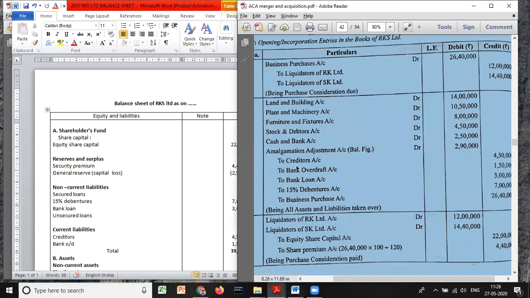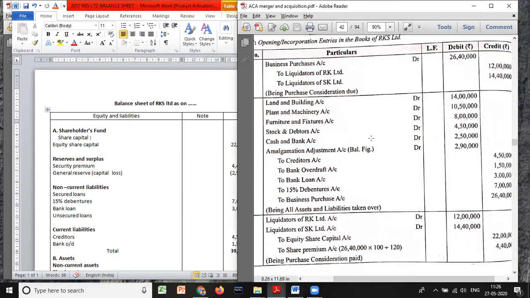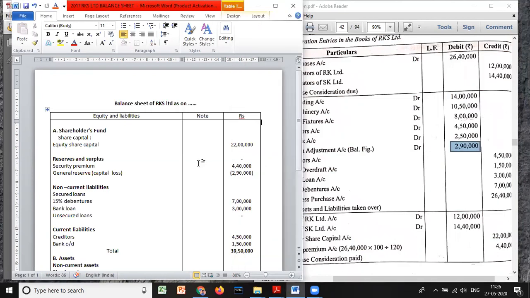And the next one, look at here. This is general reserve. Already I have told you general reserve, capital loss. So capital loss is a negative value. You have to write it under reserve and surplus. Since it is a capital loss, you have to write it within brackets. You can do it in two ways. You can write in the column 4 lakh 40 minus 2 lakh 90, or you can do it like this also.